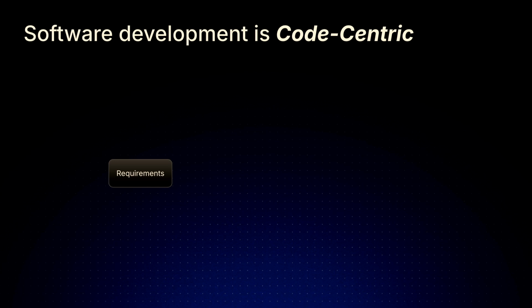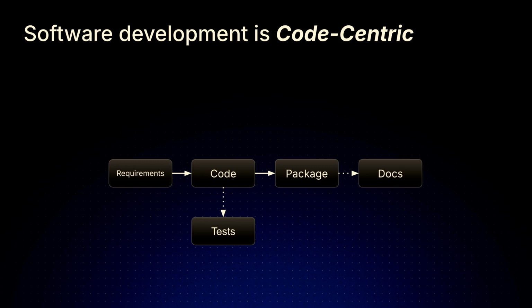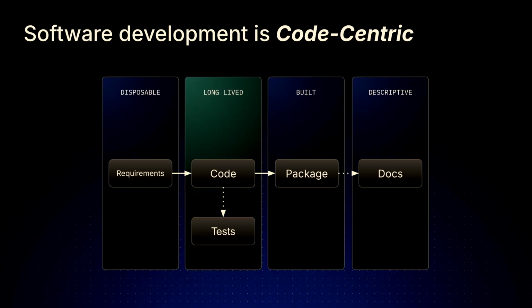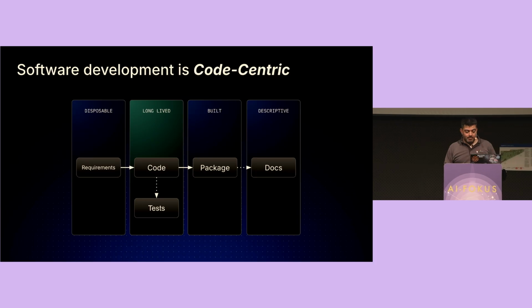Now, we mentioned software today is code-centric. So that means we create requirements, or someone creates requirements for a developer to implement, and we get code. We then package that code, we create docs, and we create tests, hopefully. Most of the time they pass. What's important is that the long-lived piece here is the code. The thing that's disposable is the intent, the what. And what we're left with is the how, whereby we try and determine what the what is just by the implementation.